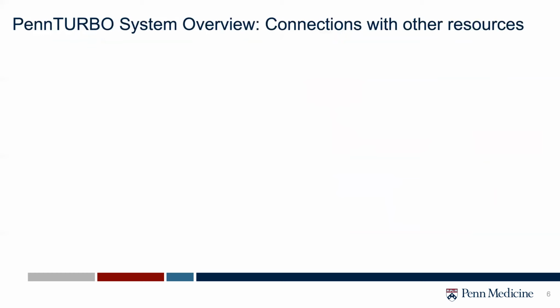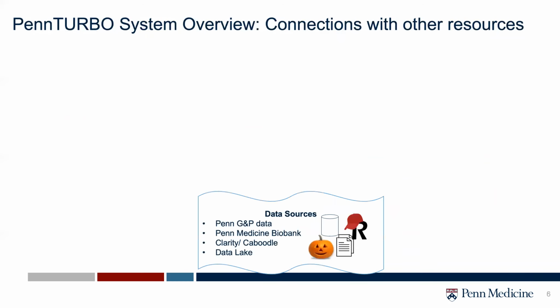So let's talk a little bit about the connections with other resources that are available through Penn. Data are read from the Penn data sources that you see here, Penn Genomics and Phenomics data, the Penn Medicine Biobank, Clarity, Caboodle, Data Lake, and others. So PennTURBO uses something called Carnival to aggregate, clean, and export data that can then be aligned to OBO Foundry ontologies, which are an industry standard.